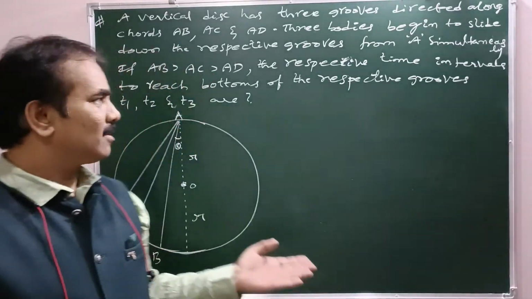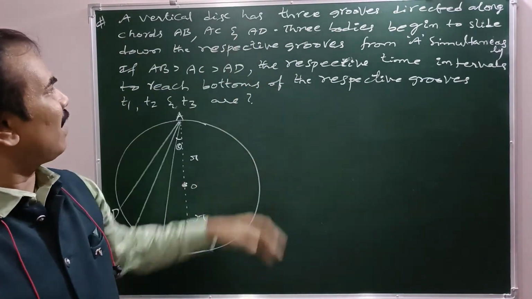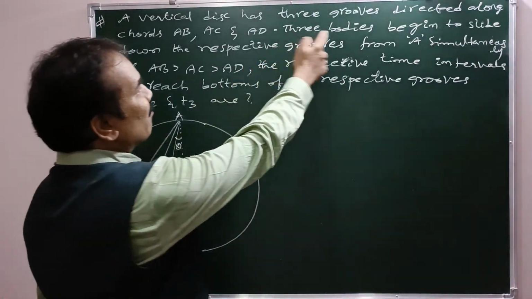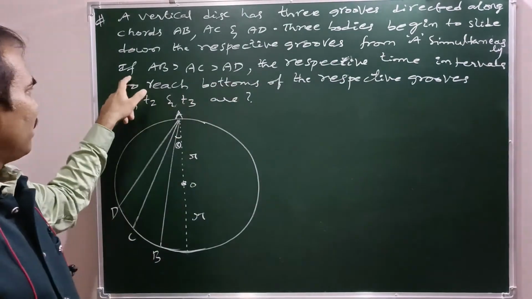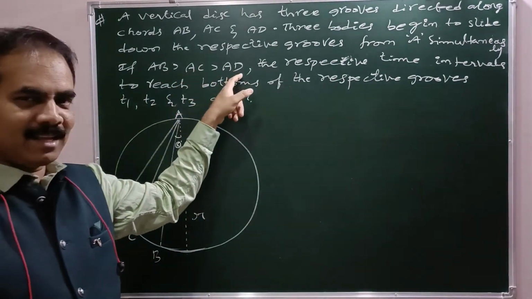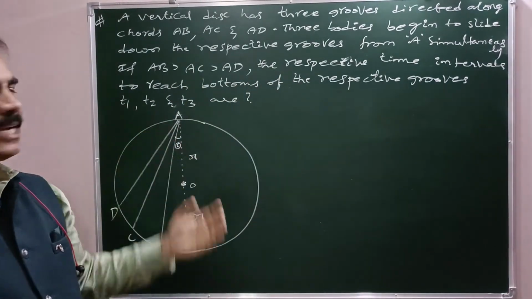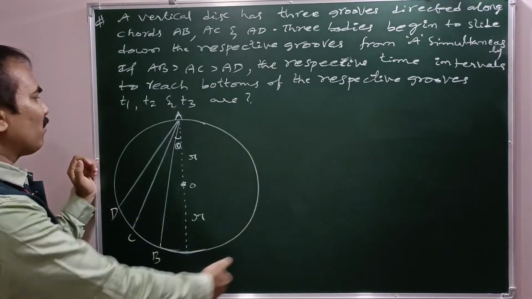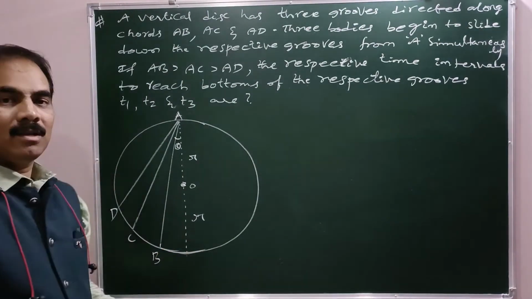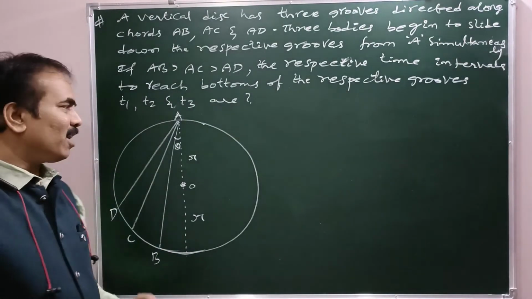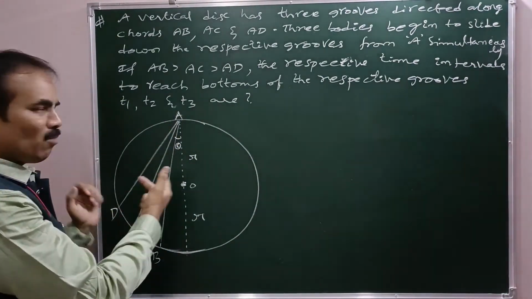Finally, one more numerical here. See, a vertical disc has 3 grooves directed along chords AB, AC and AD. The 3 bodies begin to slide down the respective grooves from A simultaneously. If AB is greater than AC is greater than AD, the respective time intervals to reach the bottoms of the grooves, T1, T2 and T3, are. See, this is one circle, a vertical disc on which 3 grooves are marked as shown. AB is one groove, AC is one groove, AD is one more groove.